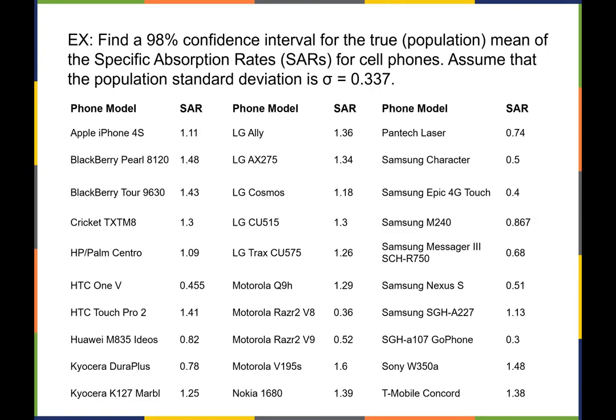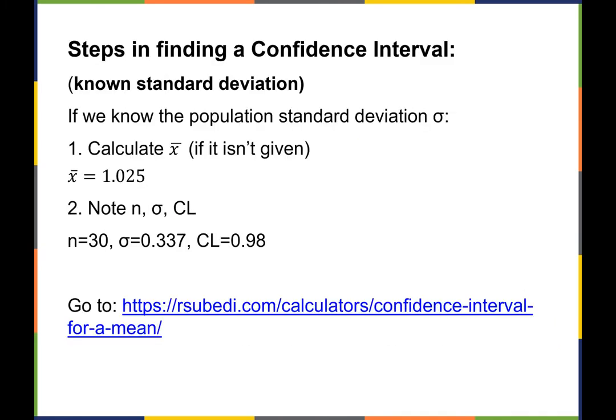All right, so let's do another example. Let's find a 98% confidence interval for the true population mean of specific absorption rates for cell phones. Let's assume that the population standard deviation sigma is 0.337, so somebody gave you that. Well, the first thing I'm going to do is add up all these specific absorption rates. There are 30 of them. I add them all up and divide by 30, and I calculate this to be 1.025. All right. I'm also going to note that n is 30 in this case.